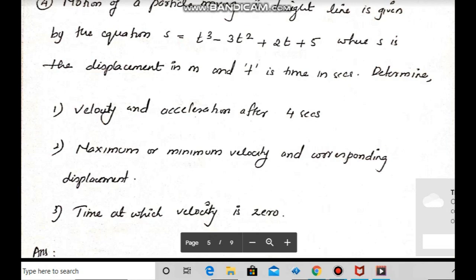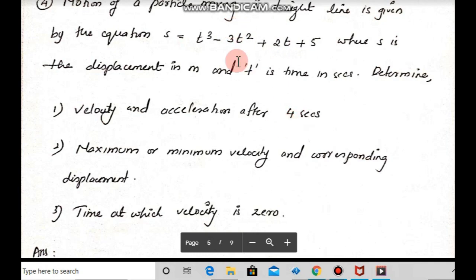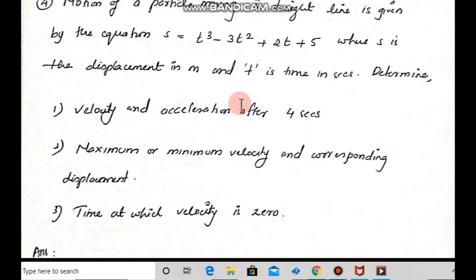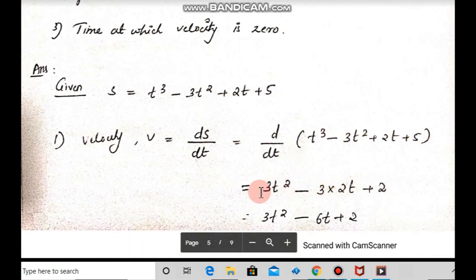So, S is given, the equation of S is this, and we need to find velocity and acceleration. Since it's an instantaneous case, the values are not given directly, so we have to differentiate. Using the basic equation, velocity v is equal to ds by dt. When we differentiate S, we get 3t square minus 6t plus 2.